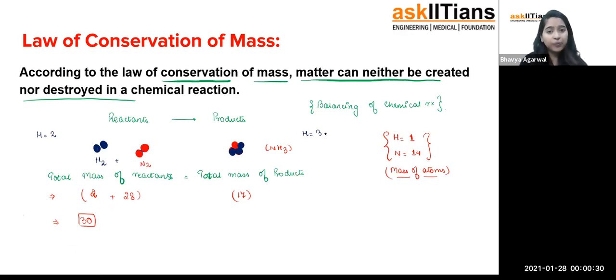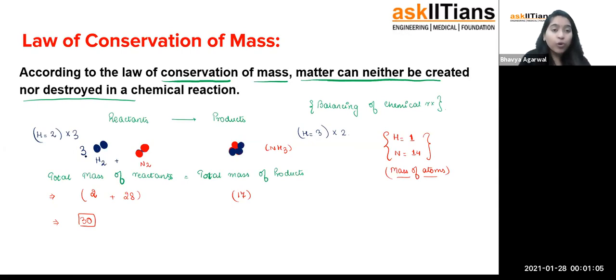So what will I do? I'll take the LCM of 2 and 3, which is 6. So in order to get 6, what do I have to do? I have to multiply the left-hand side by 3 and the right-hand side by 2 to get the LCM the same. Which means that now I have how many hydrogen molecules? I will have 3 hydrogen molecules, right?